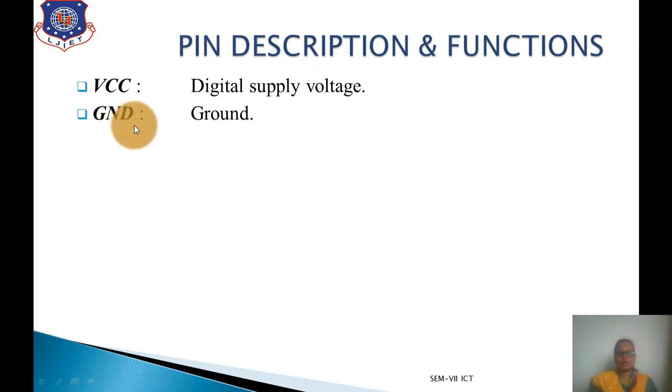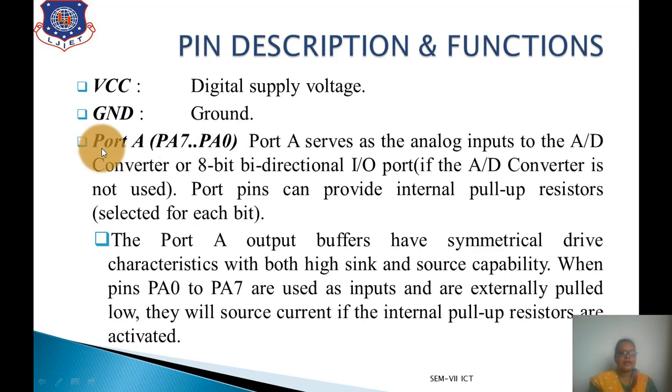Next pin is the ground pin. GND stands for ground. This pin will be connected to the 0 volt power supply. Next is port A. Port A has 8 pins starting from PA0 to PA7, which we have seen on the right hand side. Port A serves as an analog input to the analog to digital converter, or as an 8-bit bidirectional IO port if the A to D converter is not used.